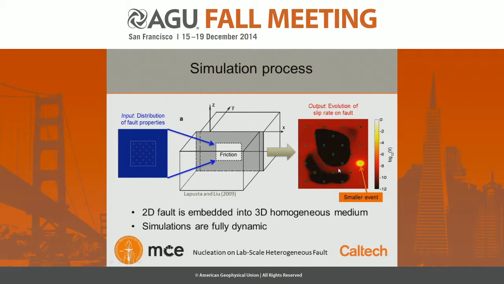This particular one is of slip velocity. And when the slip velocity on this color scale reaches seismic speeds on the order of 1 meter per second, shown by a bright yellow color, in this particular case, the slip is reaching seismic speeds at a patch, so this could be a smaller event, potentially a foreshock.